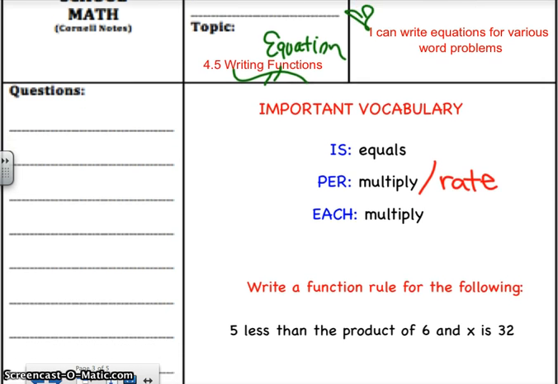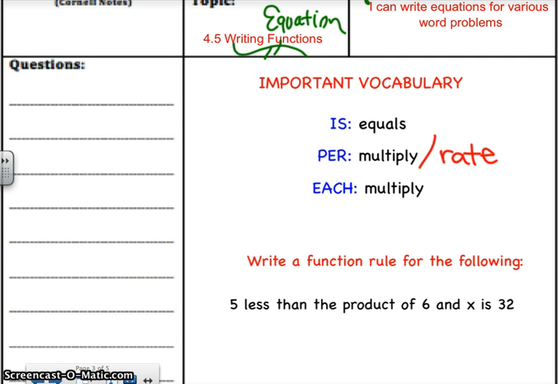So some vocab words that you need when you create an equation. You need to know whether you're adding, subtracting, multiplying, or dividing. I have the word wall over there you can use, but these 3 words are the most common as 8th graders. Is means equals. Anytime you see the word is, it means equals. Per, you multiply. Like if we all had 2 animals per household and there's 5 people, how many animals are there? It'd be 2 times 5. Okay? And each is also a multiply. Per represents a rate most of the time.